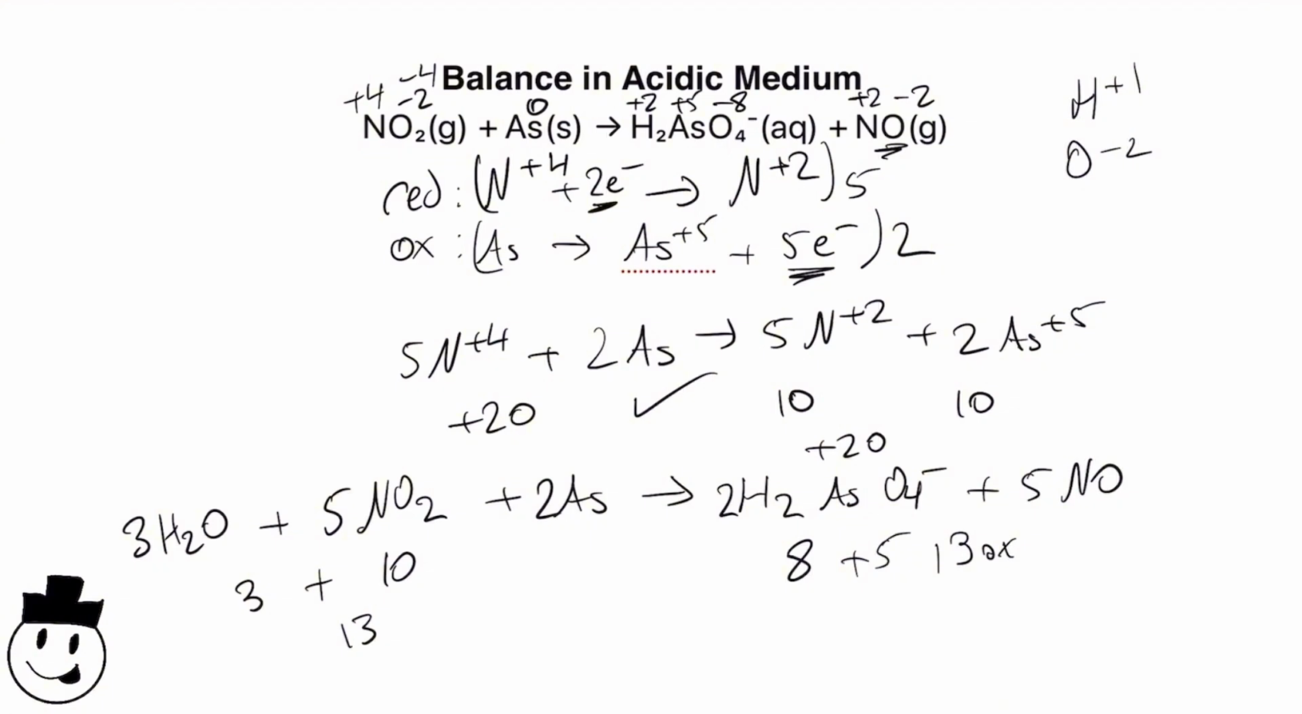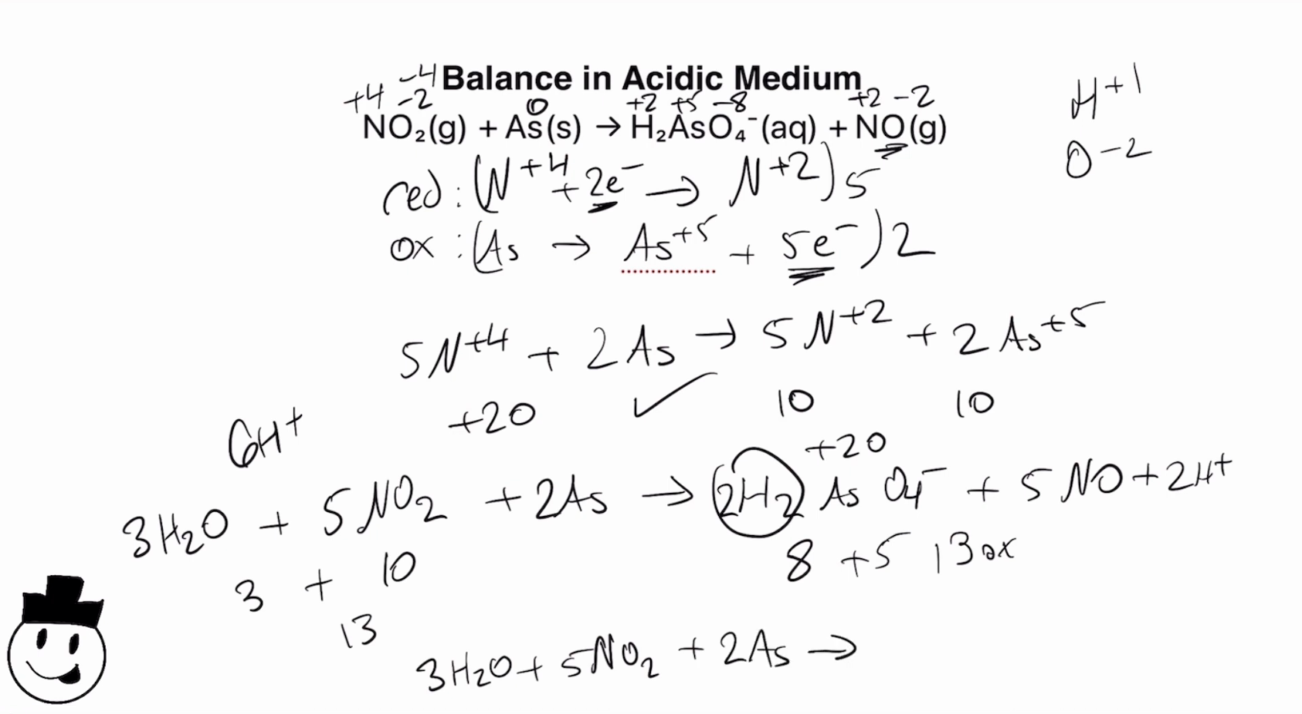Because the water brought in 6 H+, we have to take that into account. On the right side, we already have 4 H+, so now we have to add 2 more H+ because of that. Now the final reaction will be: 3H2O + 5NO2 + 2As yields 2H2AsO4- + 5NO + 2H+. Excellent. You can check it on your own, check the charges, check everything.